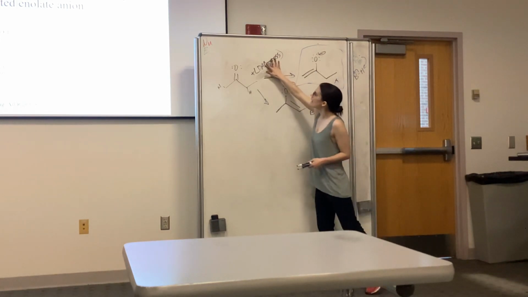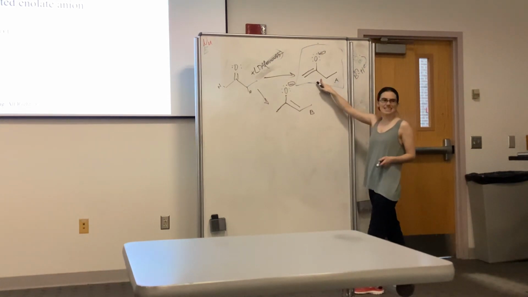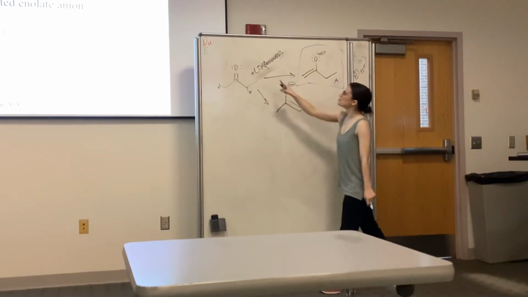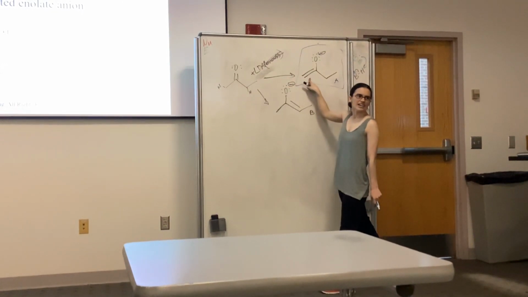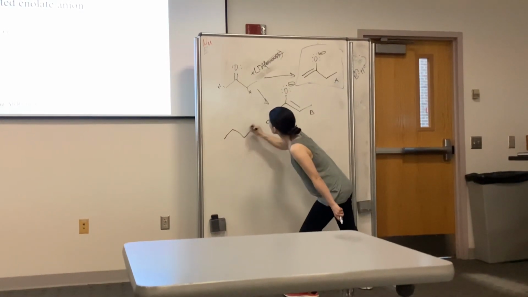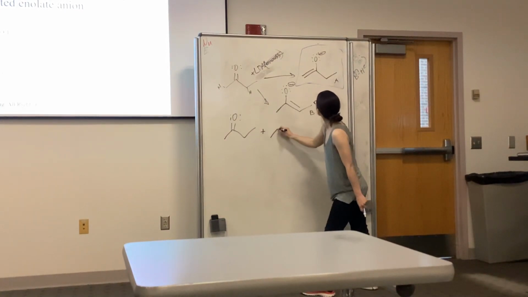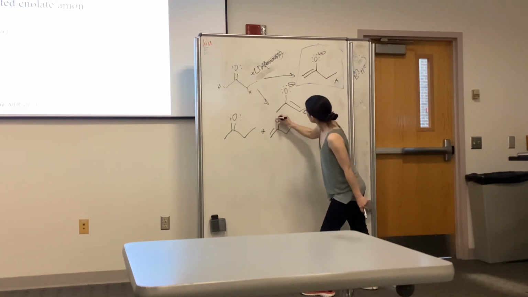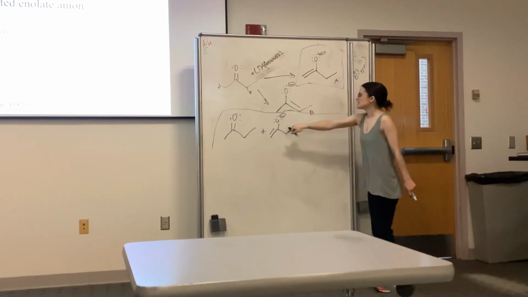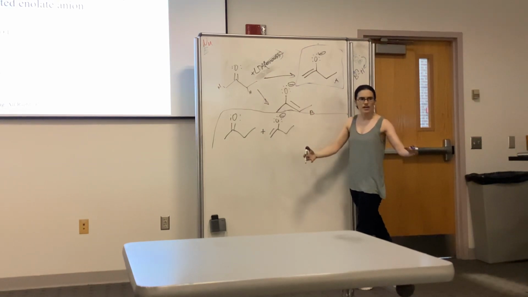But if we add not quite enough of this, then yes, we've turned most of it into this, but there's still a little bit of this left over. So this isn't exactly in equilibrium, right? The LDA got used up, but it left a little bit of this over. So now we've got some of this and some of this. A little bit of this and a whole lot of this sitting in a soup together, right?